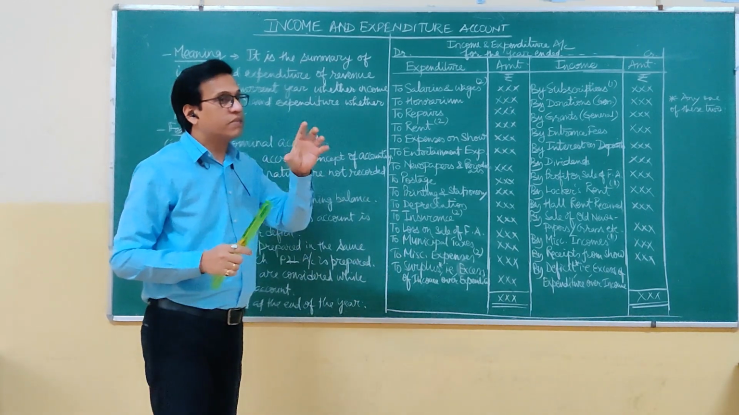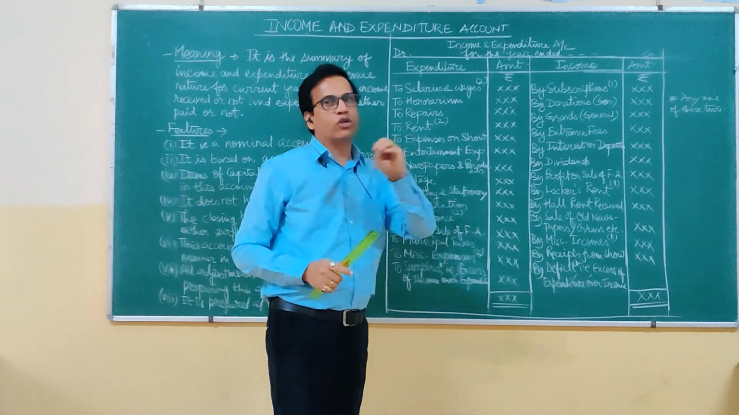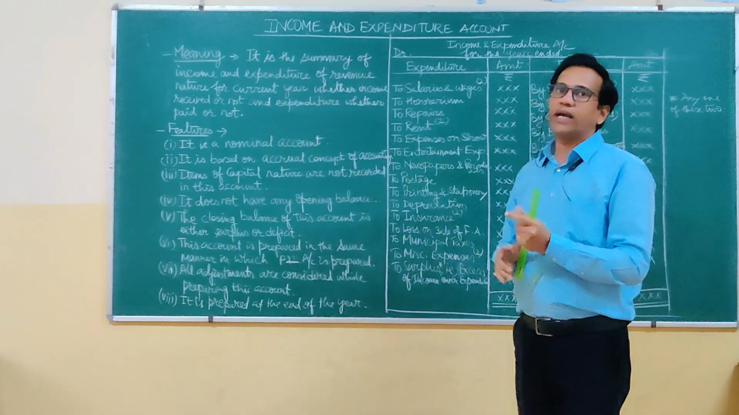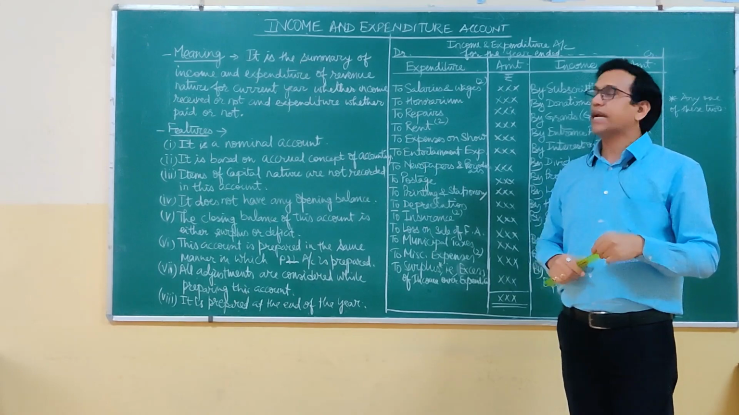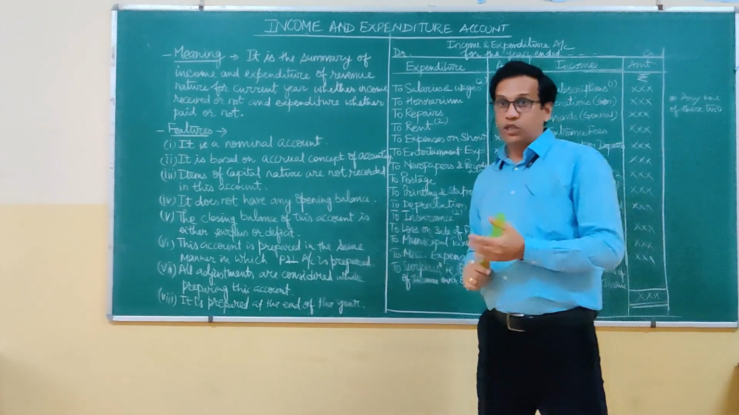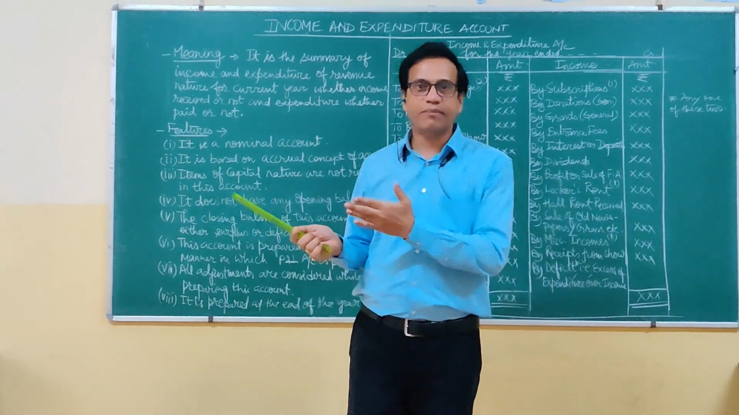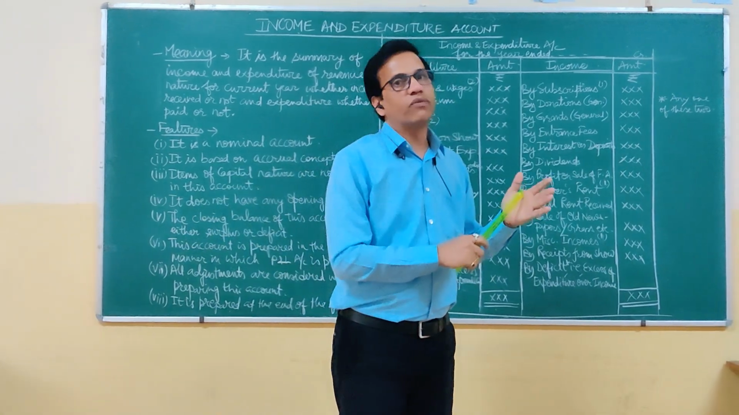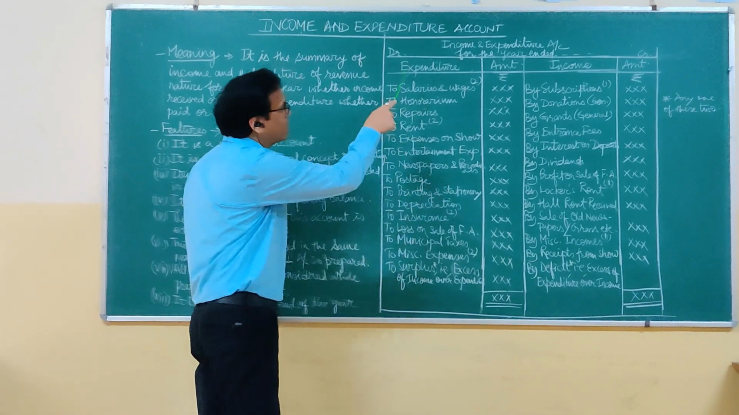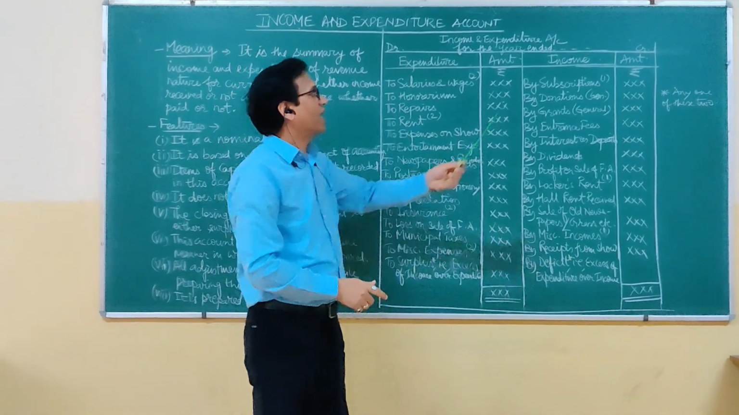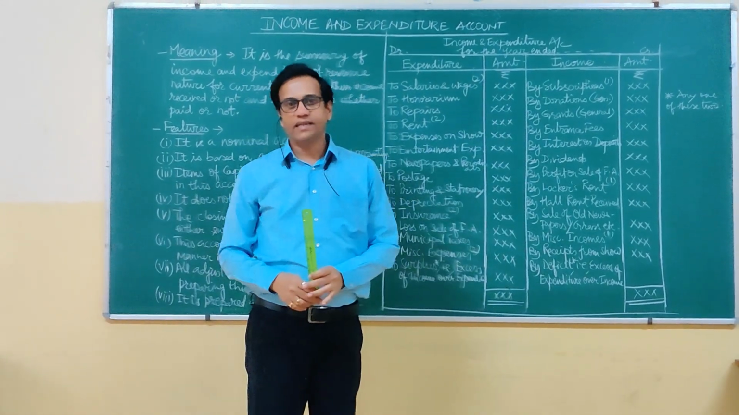Or we may be given some names of items without a receipts and payments account. So we have to identify from them which items are of revenue nature, and then only we will take them here. So incomes we will separate and expenditures we will separate from all the given items. And then the expenditure on the debit side and incomes on the credit side.